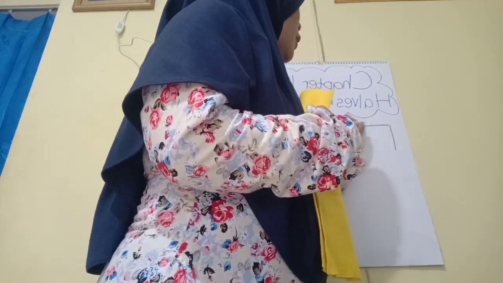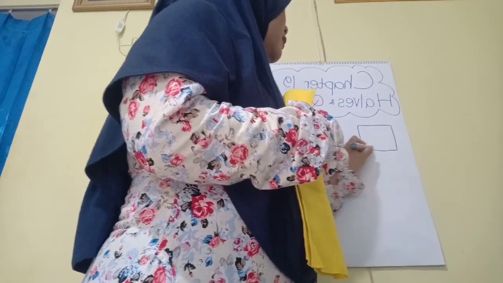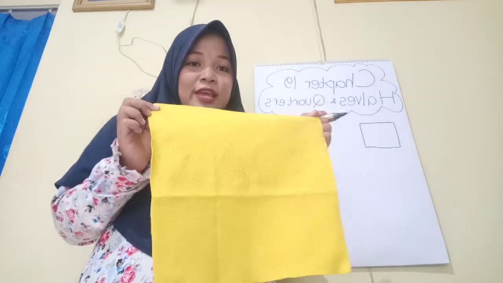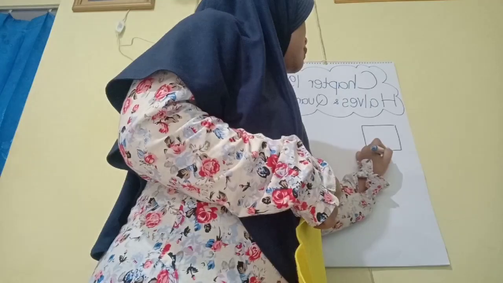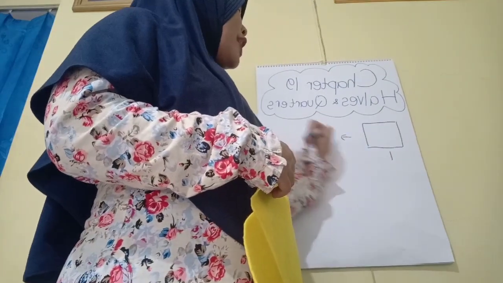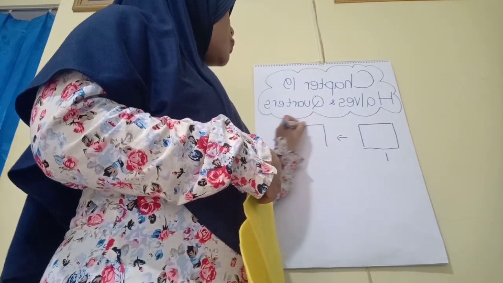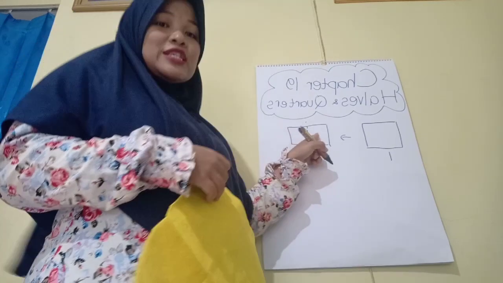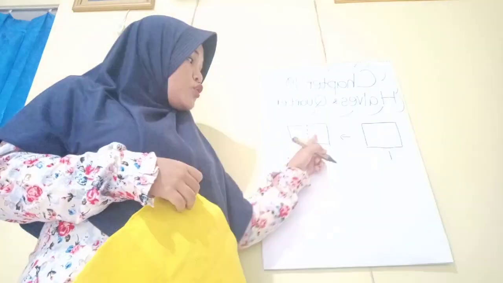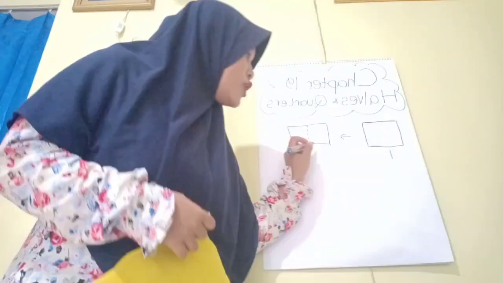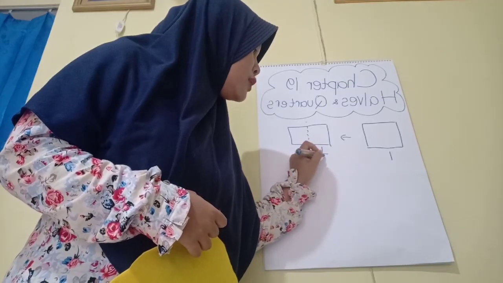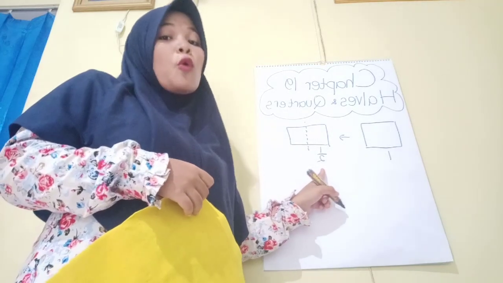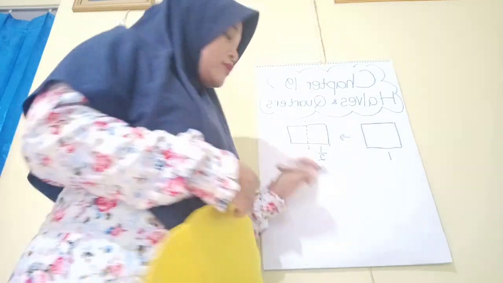From a whole rectangle, this is called a whole rectangle. One rectangle, I fold it into two rectangles. So there are two parts after that. So this is called a half, or we can say one half.